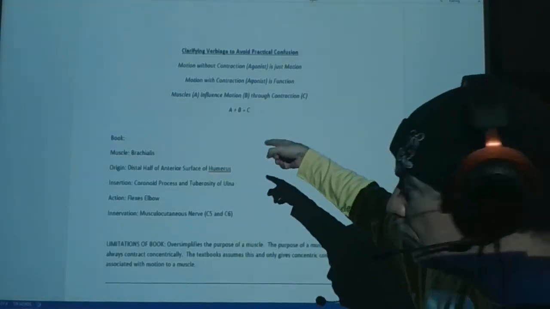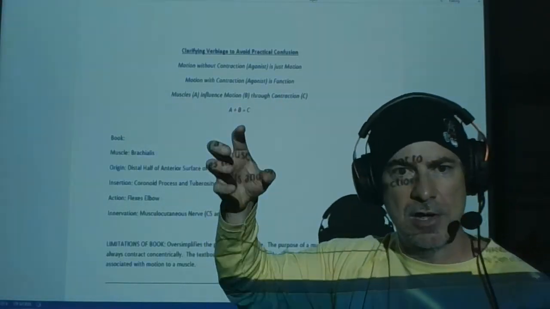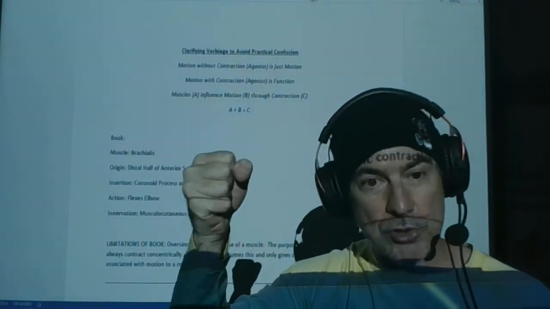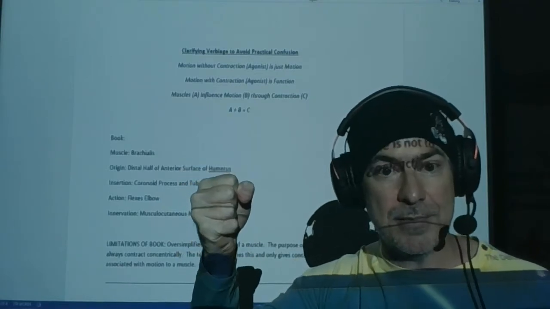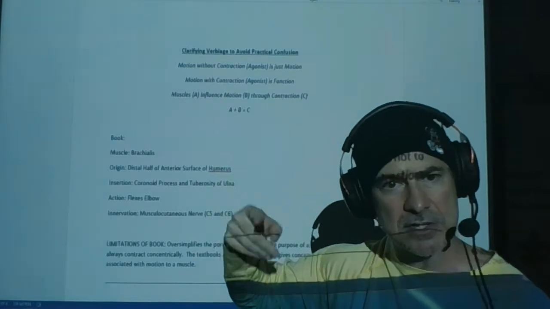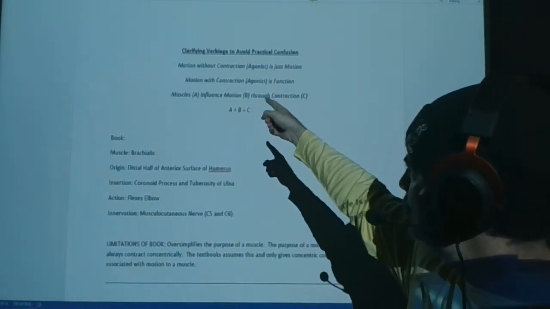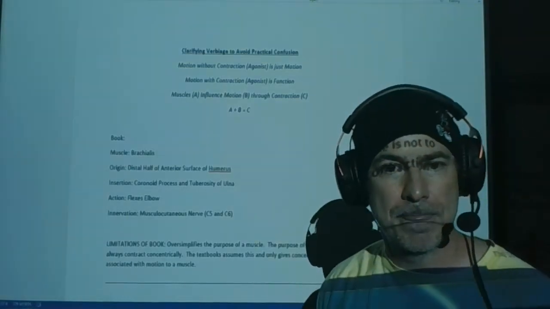You have to have all those three. You have to have a muscle that pulls in a direction of motion. You have to have an observable motion, or no motion if it's isometric, and thus you have the contraction. The contraction has to be part of this equation. That's why we have that basic A plus B is equal to C. Motion with contraction is function.